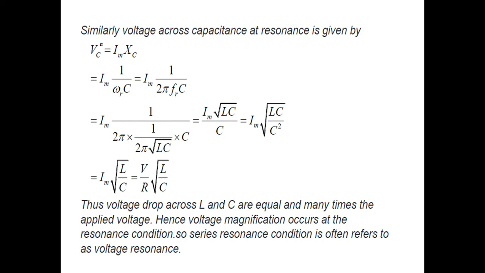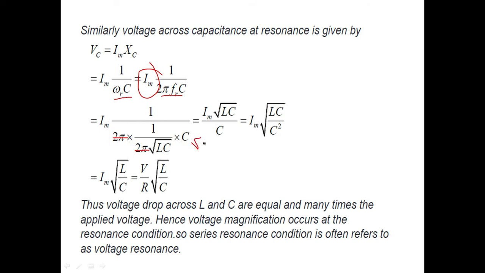The next part is the similar voltage across the capacitance at resonance. V_C is equal to I_m into X_C. X_C means 1 upon omega_R into C, where omega_R stands for 2 pi f_R. I_m remains as it is, then 1 upon 2 pi f_R into C. So I_m into 1 upon 2 pi, where the resonant frequency is 1 upon 2 pi square root of LC.